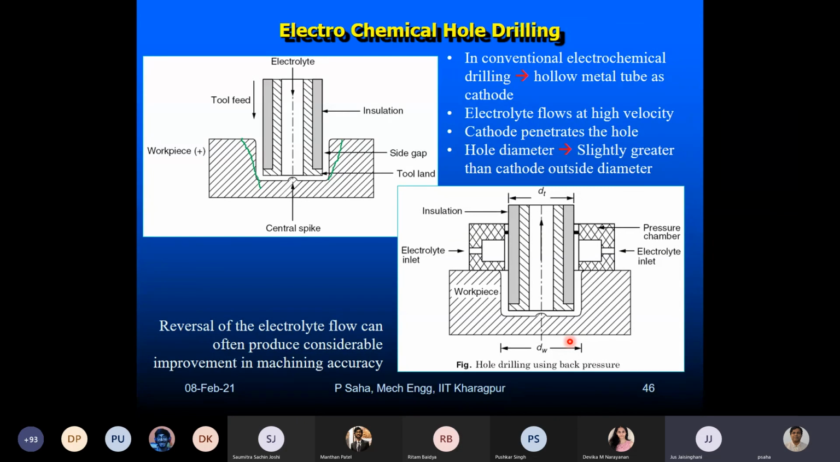Understood, sir. Essentially, we reverse the electrolyte flow to increase the machining accuracy. Understood. Yes, yes, yes.